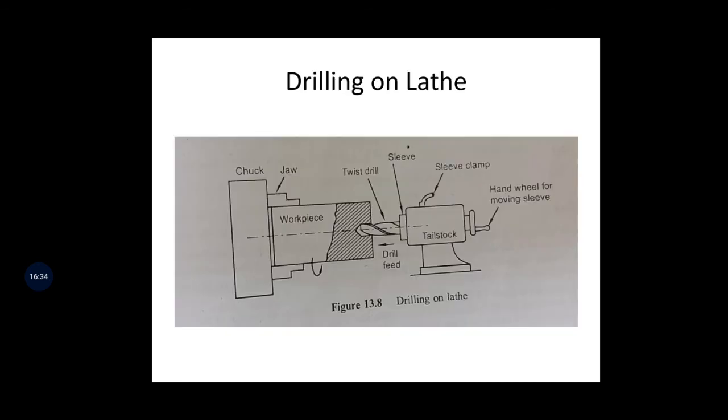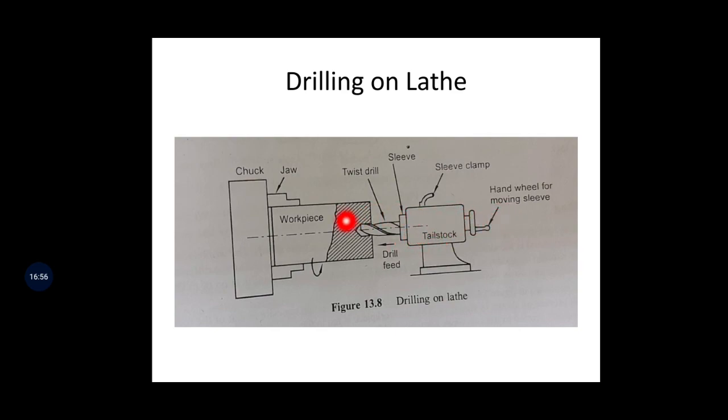Next, drilling on the lathe. This is the last operation. Drilling is the operation of producing a cylindrical hole by means of a drill bit, with the help of a tailstock. A twist drill is supported in the sleeve of the tailstock spindle.